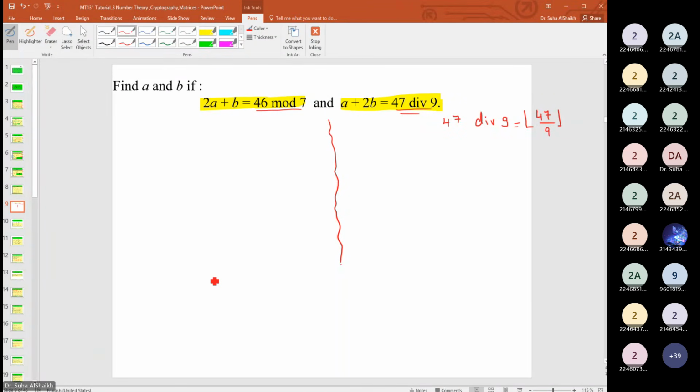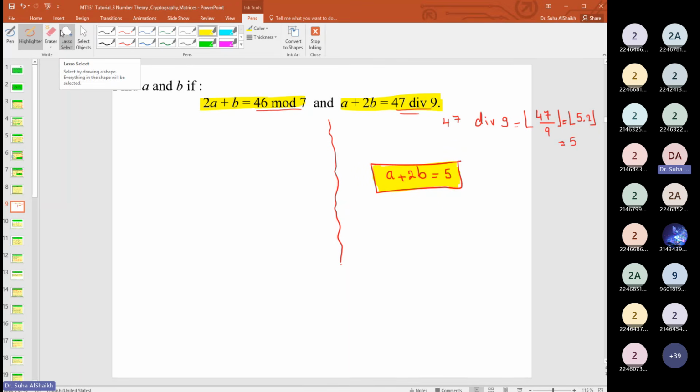Okay, so we divide 47 by 9. This is equal to 5.2. The floor of 5.2, what does floor mean? It means the first integer that is less than or equal to 5.2, which is 5. So 47 div 9 is 5, and I remove this and put 5 in its place. So my equation is A plus 2B equal to 5. Okay? Now I have written the equation in a simpler form.